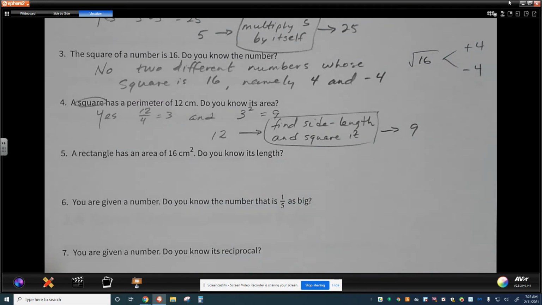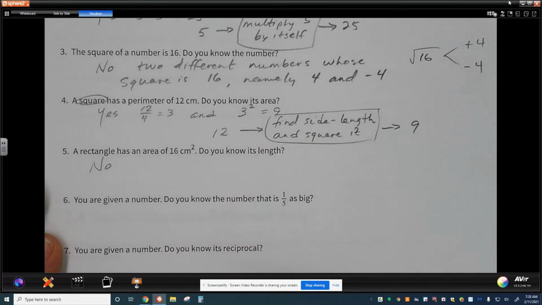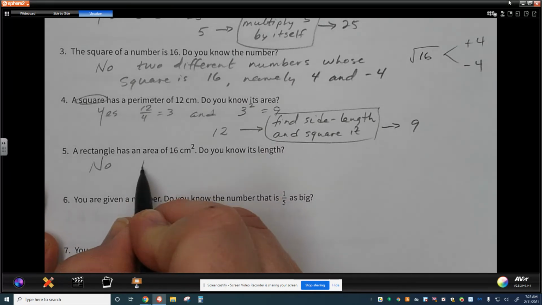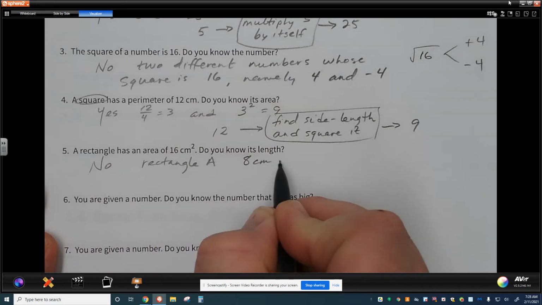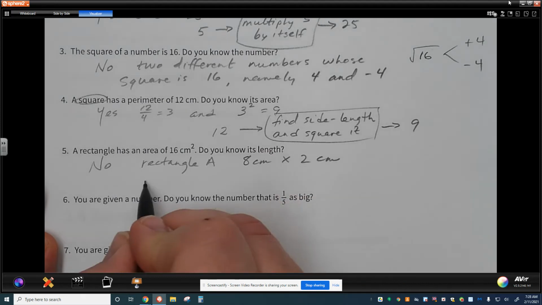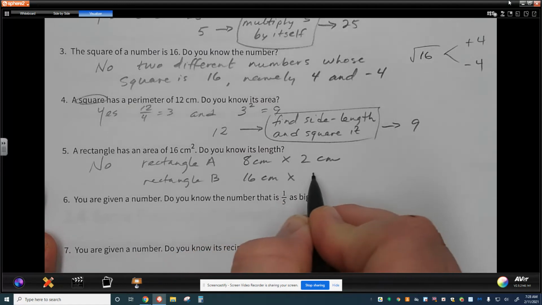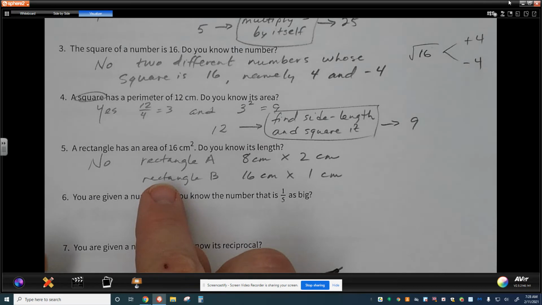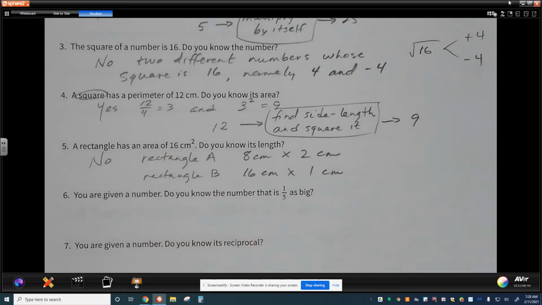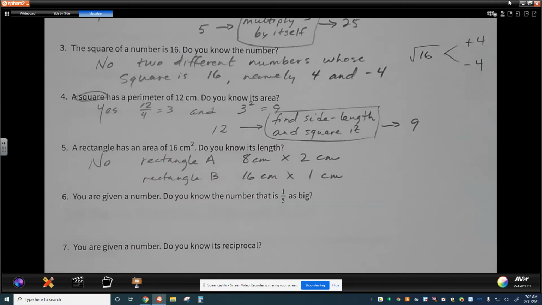Next one, a rectangle has an area of 16 centimeters squared. Do you know its length? In this case, that's a no. And the reason for it is because we can think of rectangle A could be 8 centimeters by 2 centimeters, or we can think rectangle B could be 16 centimeters by 1 centimeter. And I suppose you can go and throw in the whole thing about saying a square is a rectangle and go 4 by 4. But the idea is that this area of 16 centimeters does not have one unique output. That input of 16 centimeters has different outputs that could be possible.